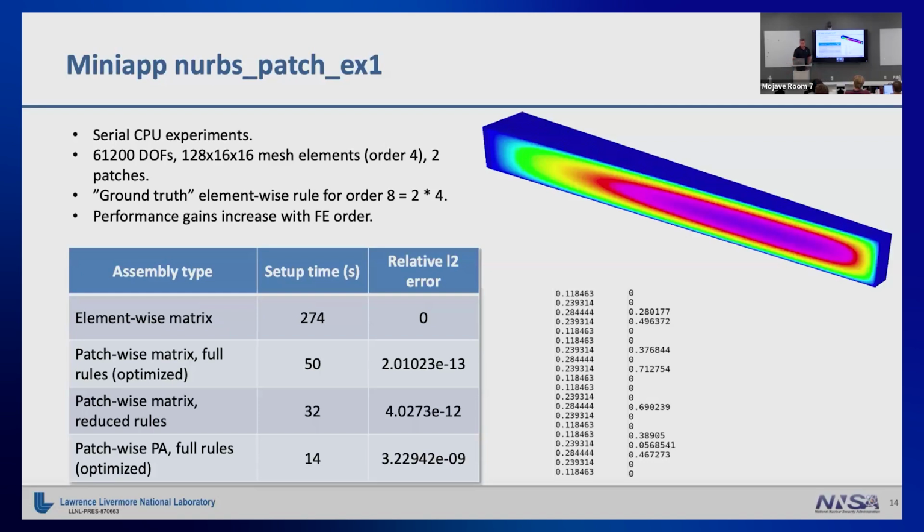And the L2 error is on the order of machine precision, of course, because it's just a different order of operations. It's round-off.